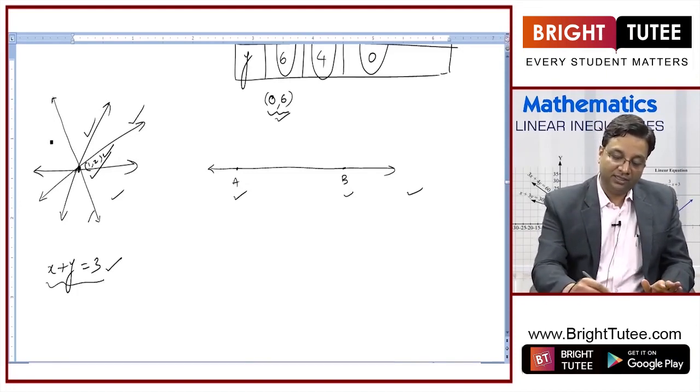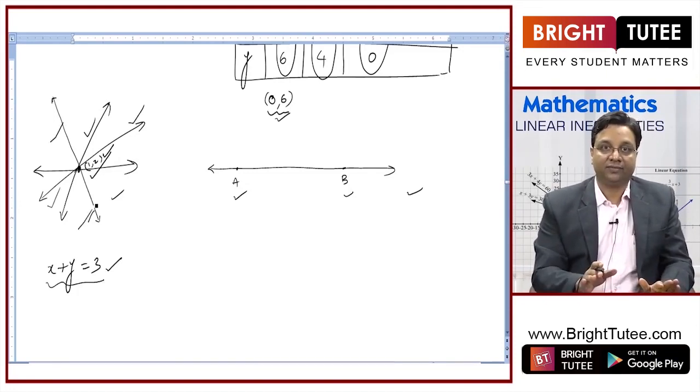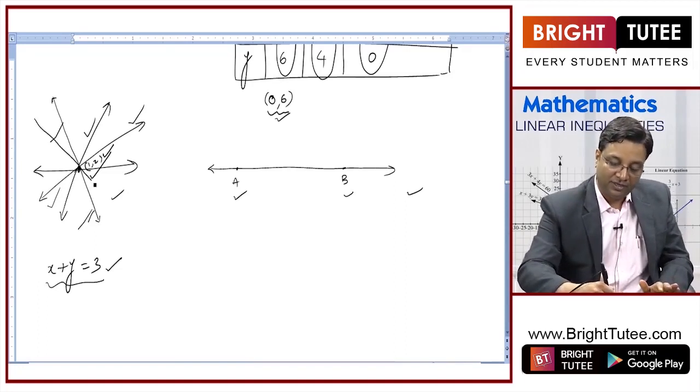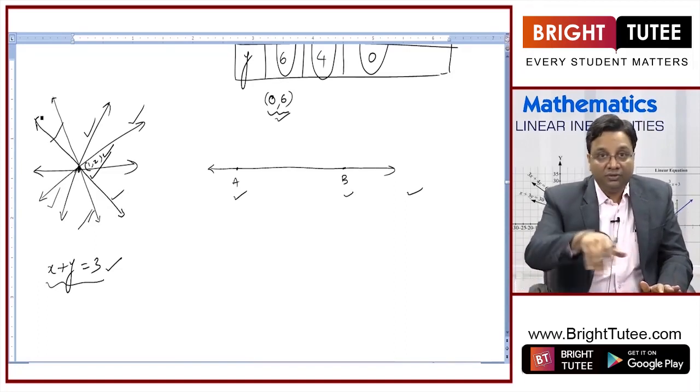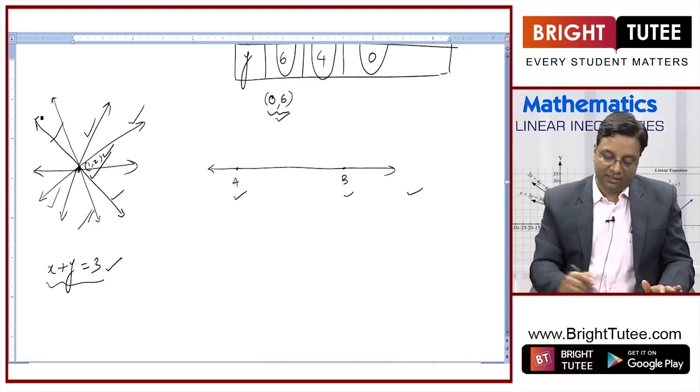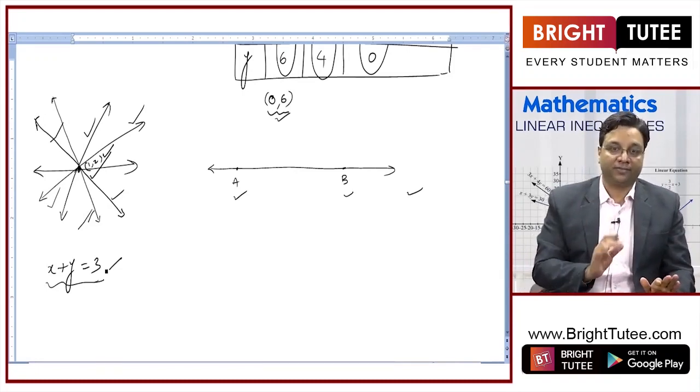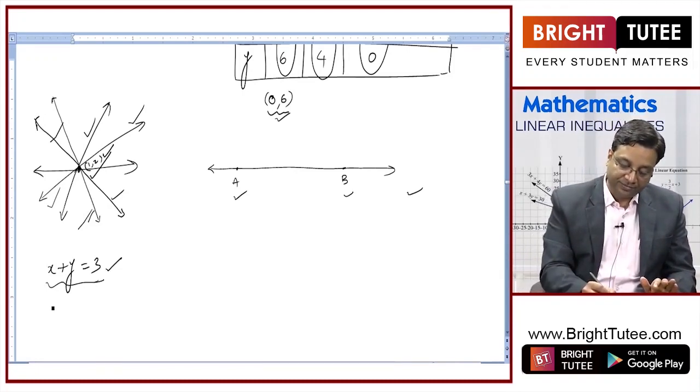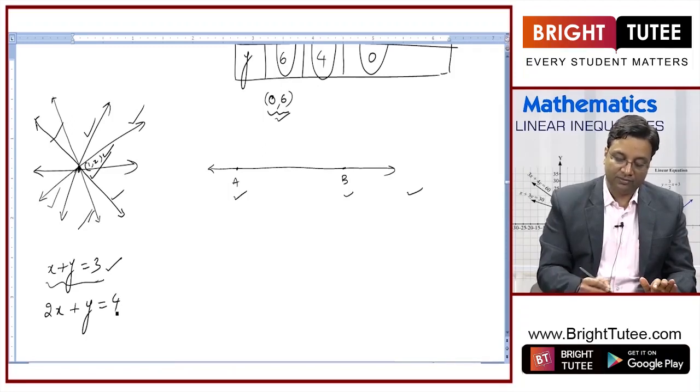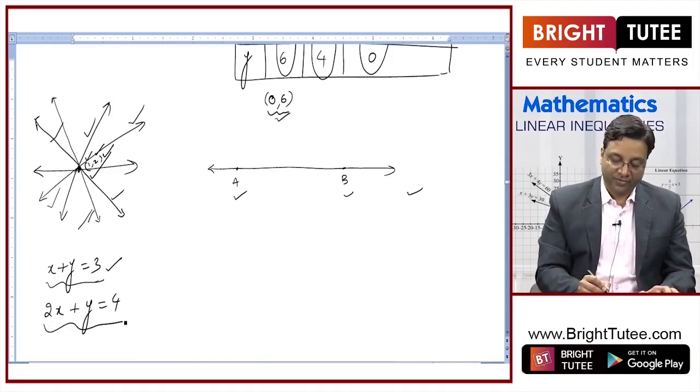Out of these lines, this is one of these lines. And we have got an infinite number of lines. Out of these infinite number of lines, this is one of them. Another line can be 2x plus y is equal to 4. Why? Because if I put x equal to 1 and y equal to 2 in this, it will satisfy this equation.